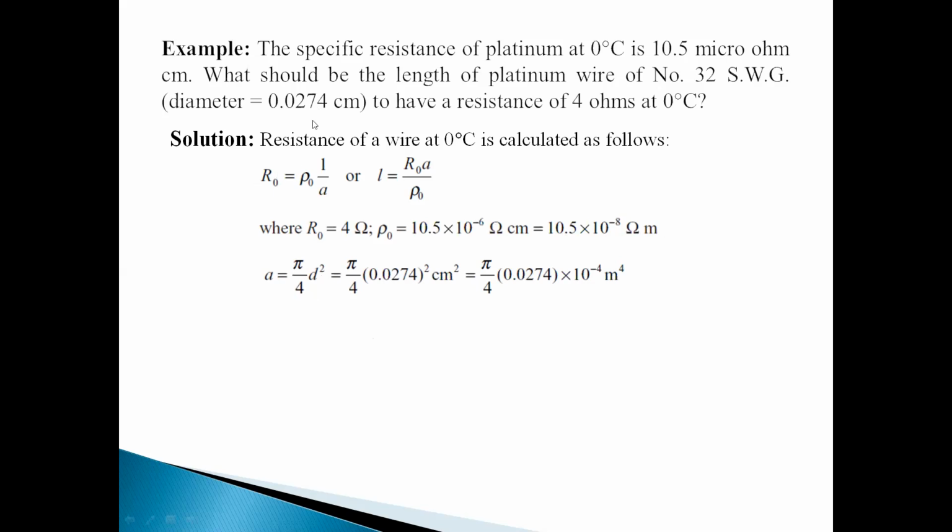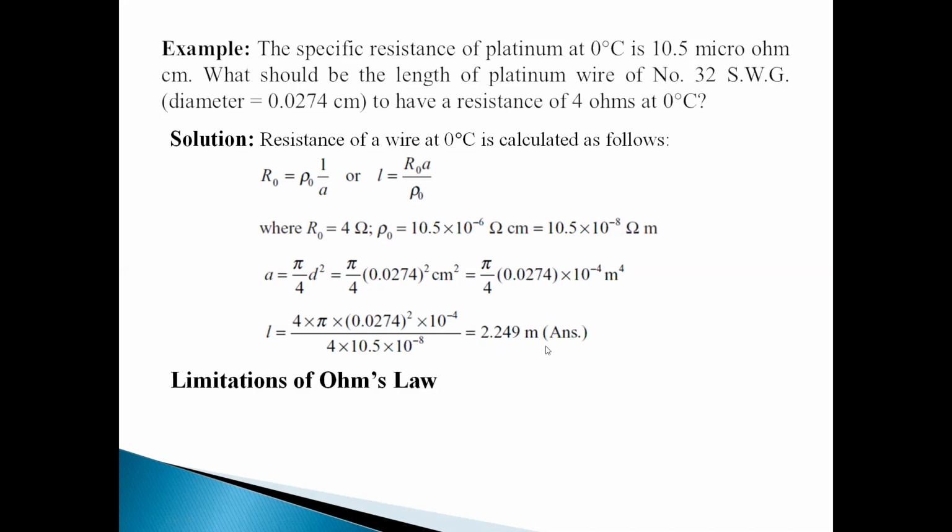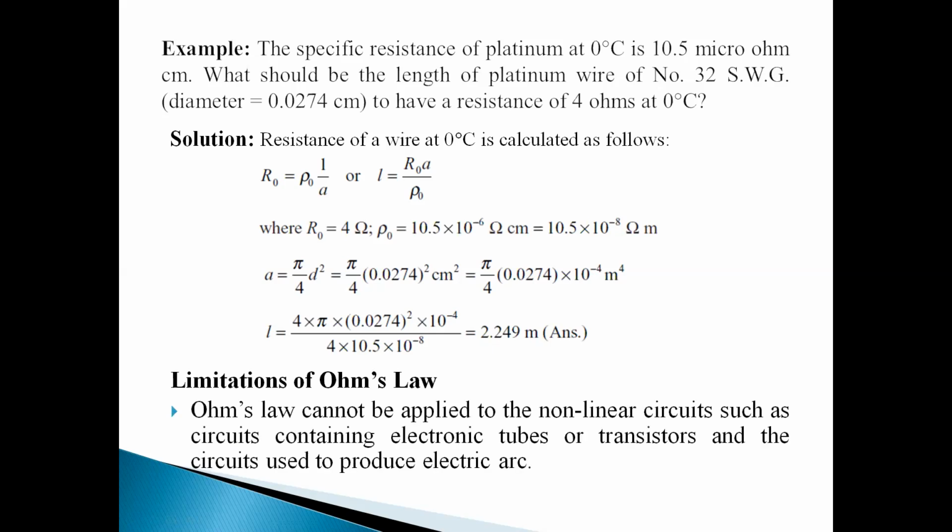D we know this is diameter. We'll put it and we'll get the answer. So all these values we need to put in this formula. After putting these values, we will find the length of the platinum wire will be 2.249 meter.